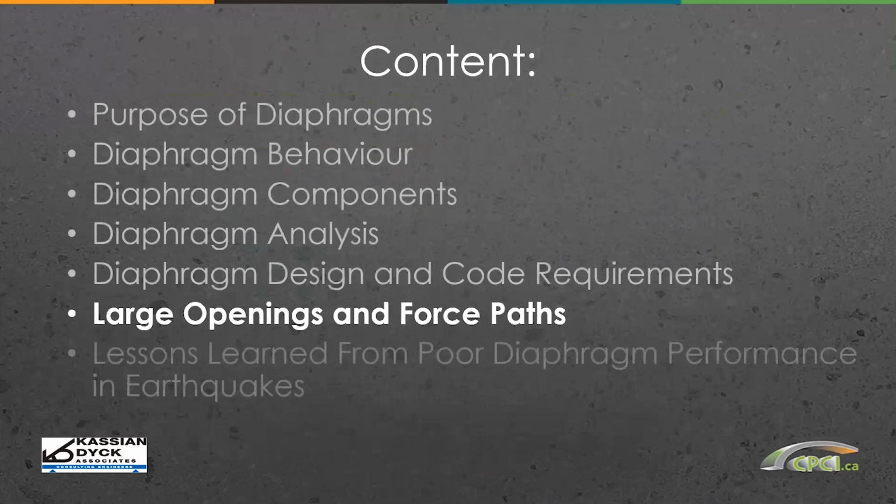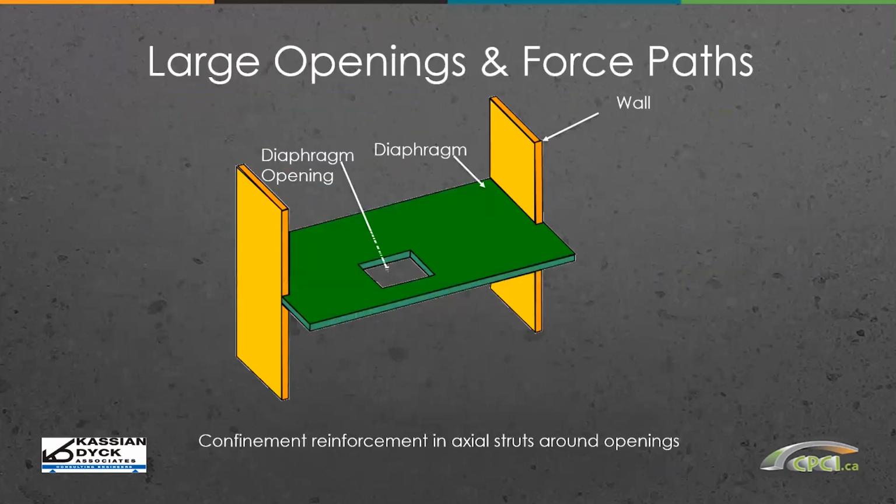Now we'll look at large openings and force paths. So when you have a diaphragm, and darn it, it's not a perfect, big, rigid, flat plate beam, we've needed to put an opening in it. Well, we need to consider that with our structural design and properly engineer and design the diaphragm for the opening accordingly. So in this case, if we're looking at a load being applied in this direction on the diaphragm, we're going to get compression developed in that zone.